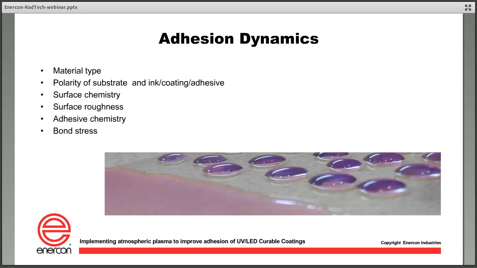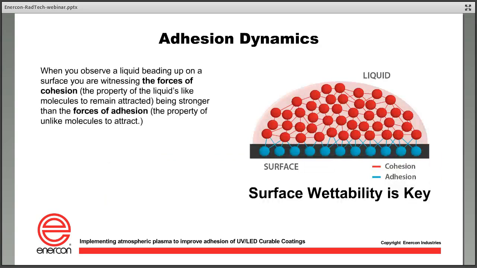And then, of course, the bond stress. What kind of product are we working with? Is this a decorative product and it's okay if the ink or the coating were to scratch off later on? Or is this going to be under a lot of stress? Is this going to be aerospace? Is this a medical device that cannot fail? Taking all those things into consideration and asking ourselves what we are ultimately looking to achieve will help us determine what route we want to go.